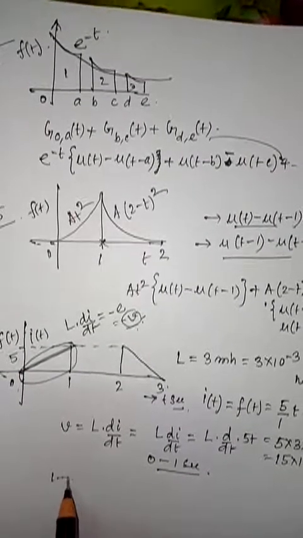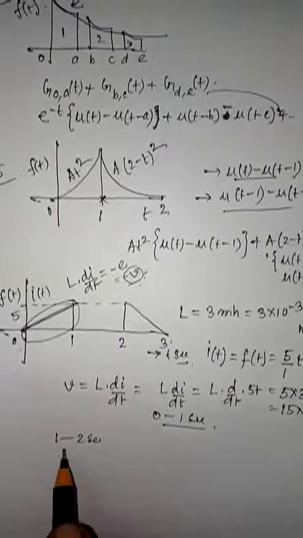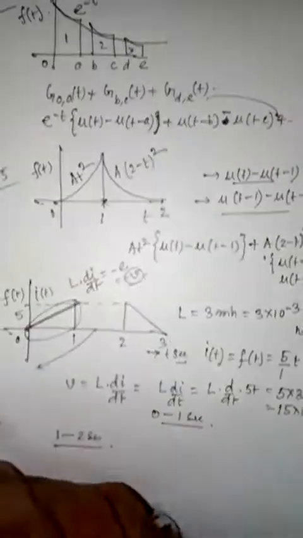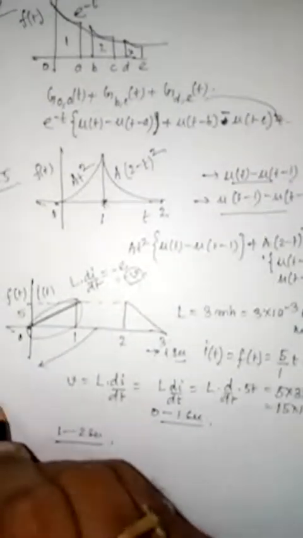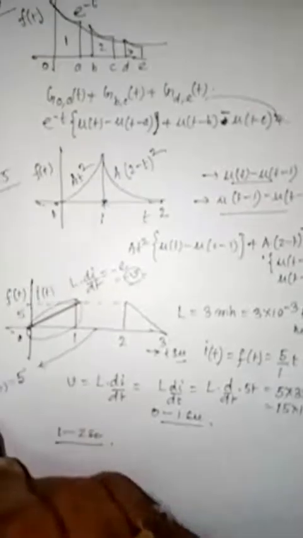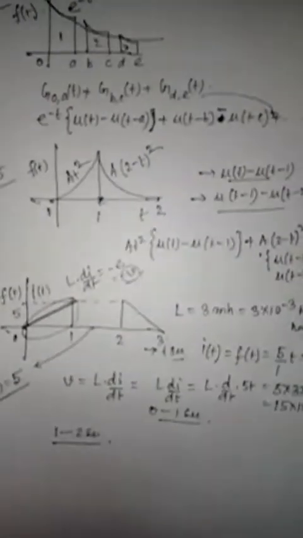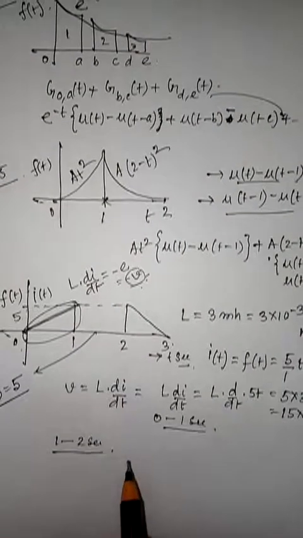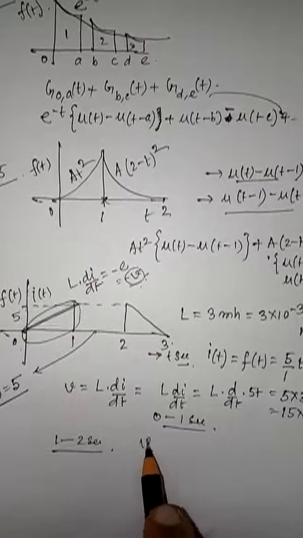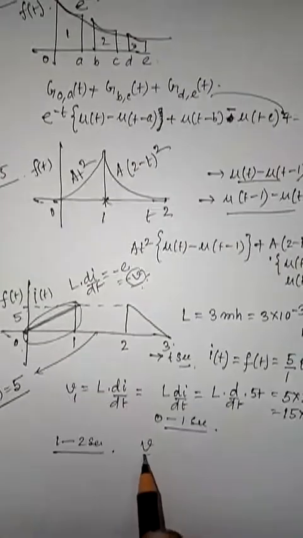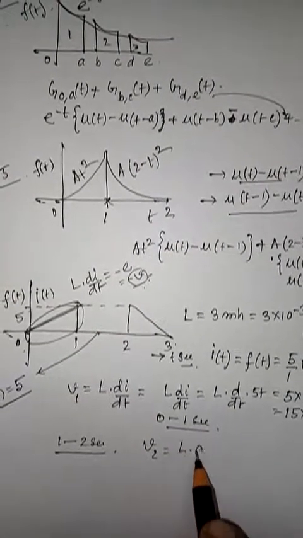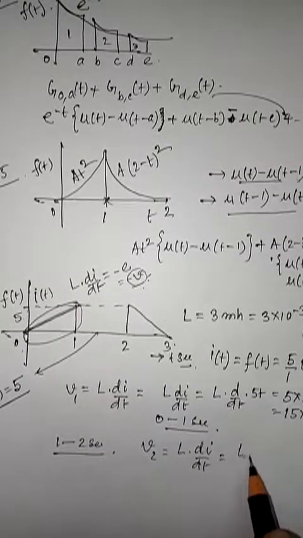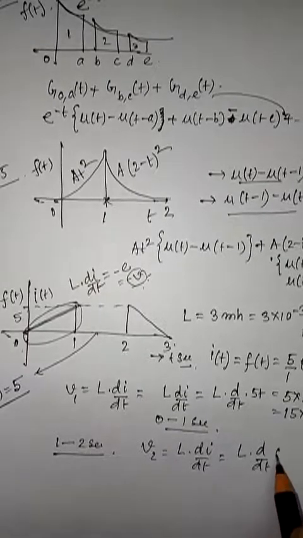So for the 1 to 2 second span, what happened? In this span, what is the equation of this line? I can write that as a step function, so i(t) equals 5 times a step function, because it is the value of the step. So obviously V2 equals L di/dt, where i is a constant, say 5, so L d/dt of 5 equals 0.